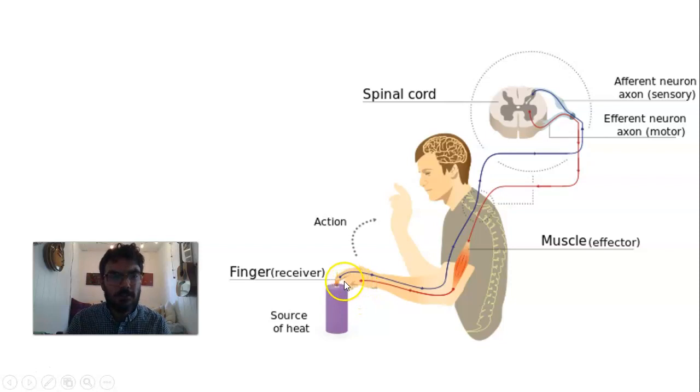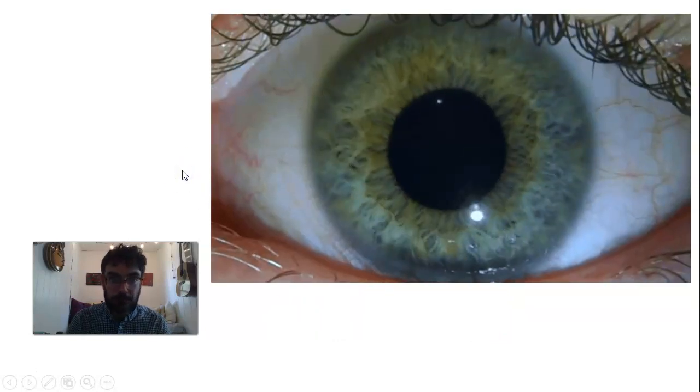Now, how does your finger know that this is hot? Well, there are tiny little receptors for things like heat, pressure, and pain in your fingers. Those synapse with neurons that send that sensory information to the CNS, the central nervous system, in this case the spinal cord, not the brain. And then the spinal cord will synapse with more motor neurons, which get your hand out of the way, hopefully.